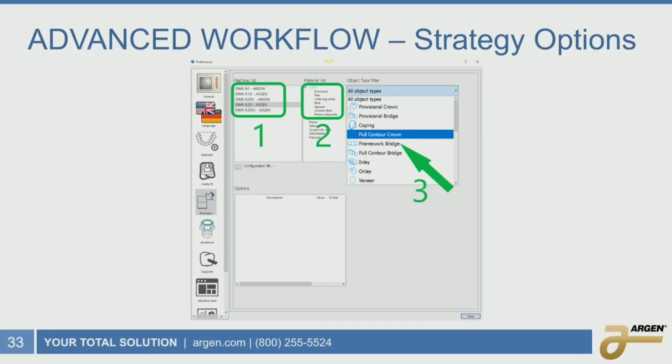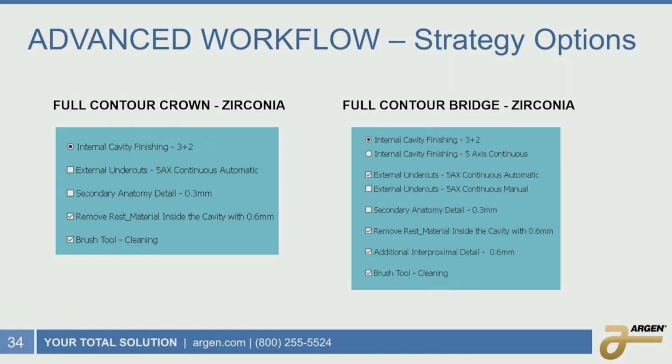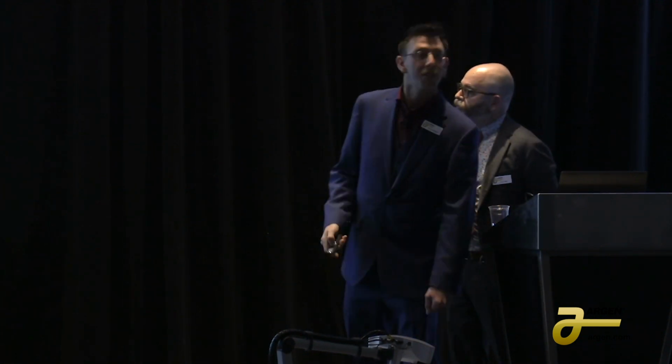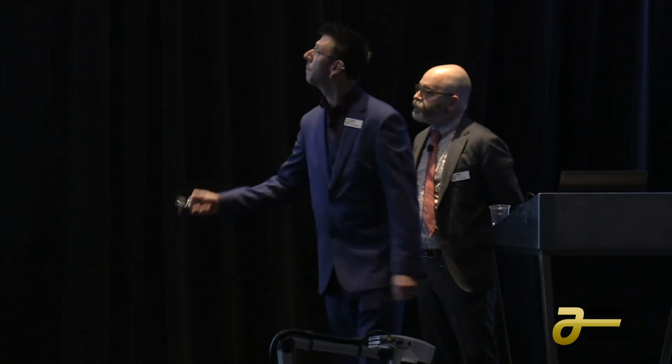You can also change it based on an object type. So if you have certain indications that you want to use specific strategy options on, you can customize it for full contour crowns, full contour bridges, copings, anything like that. So we see here we've got some options when we're dealing with just full contour crowns. We're just going to use 3+2 indexed, we're going to have the brush tool, and we're going to use the 0.6 internally. But for bridges, we want to have more options to manage some of those undercut areas. And we're going to say we're always going to do the 0.6 interproximally as well, because we want to make sure that we get those embrasures opened.